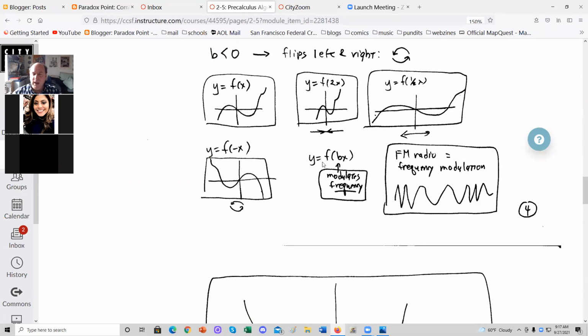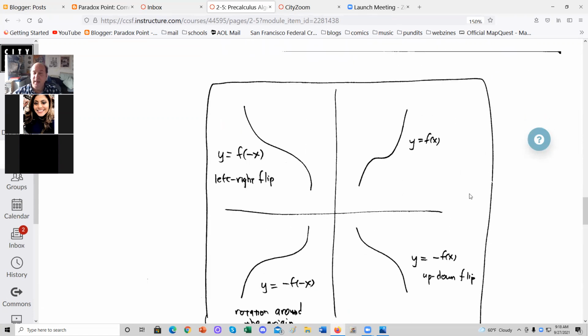So f of bx, b modulates the frequency, as in frequency modulation radio, FM radio. There, the radio tower emits a radio signal whose frequency is shorter or longer in accordance with the signal. Now, the thing about FM radio is that it doesn't have a low amplitude difference, so it's less vulnerable to electric noise. Therefore, FM radio was reserved for signals that require a high quality signal, such as music.